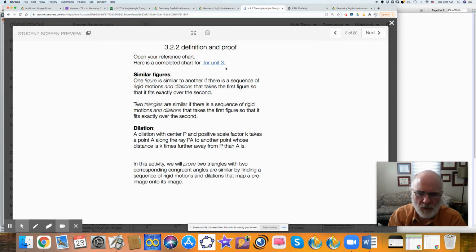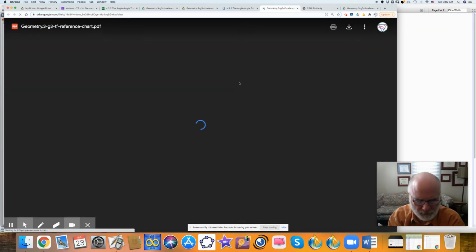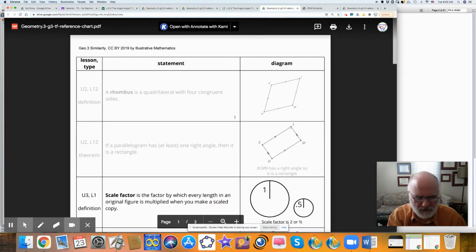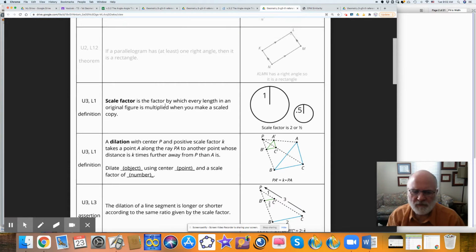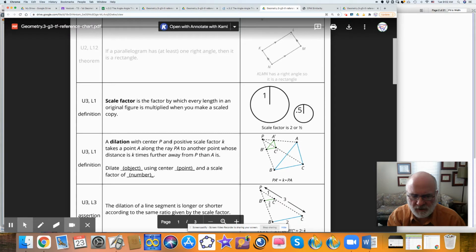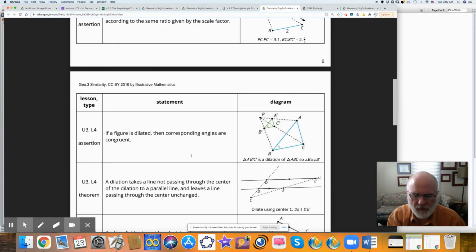In Unit 3, there's a reference chart. You can open it, but you have your own reference table, and you want to make sure that these ideas get into the reference table. If I open this document, you can see here scale factor. Scale factor is the factor by which every length of an original figure is multiplied in order to make a scaled copy. That is, the lengths are multiplied, not the areas. And this is a definition for dilation. And then we have some other things in here.